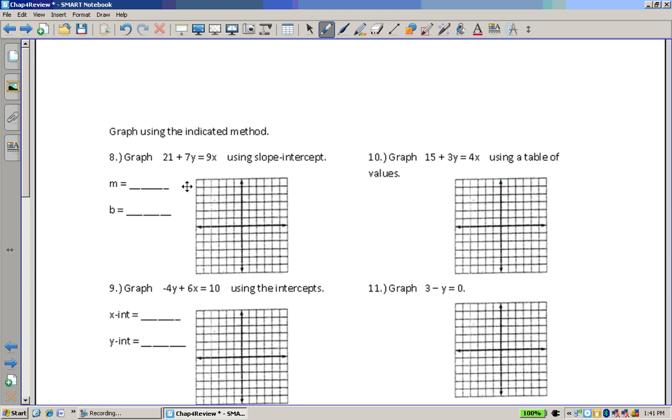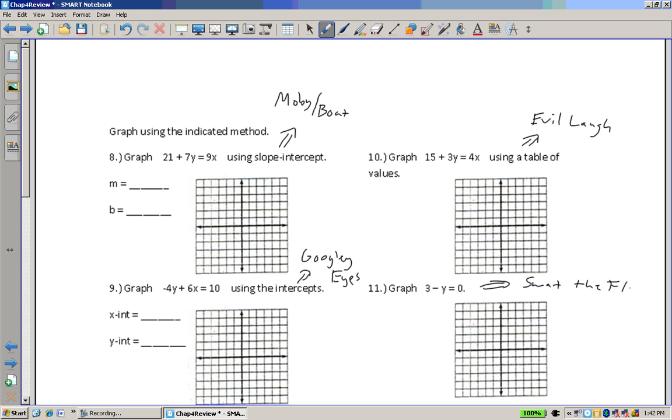Okay, now we're going to start to graph. As we graph, there's several different forms. We have slope-intercept, which for my students, we'll use Moby and the boat. I'll explain that in a moment. Using the intercepts, for my students, that is the googly eyes. Using table of values, that would be the evil laugh. Laugh out loud negative, and this would be the swat the flies. So we have several different bizarre ways of graphing these.